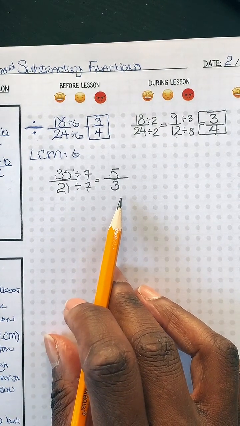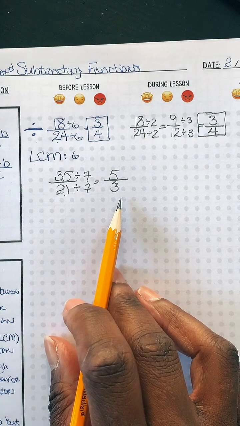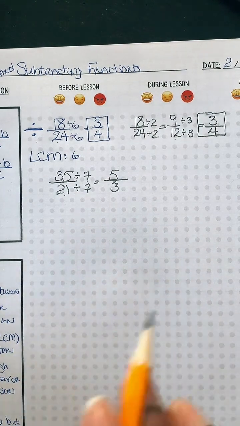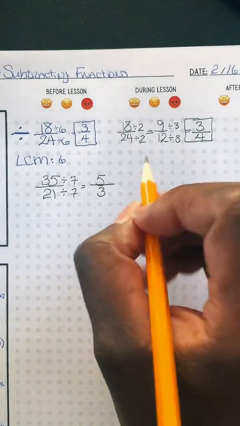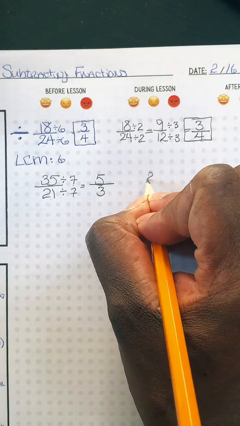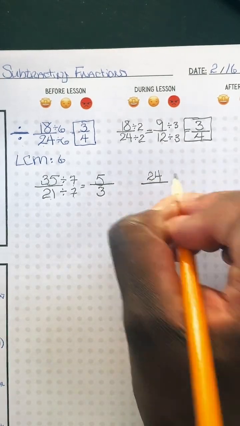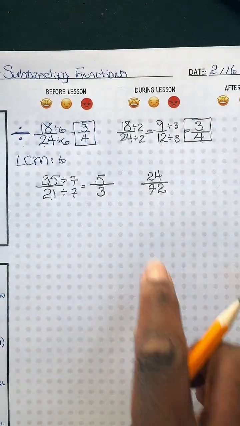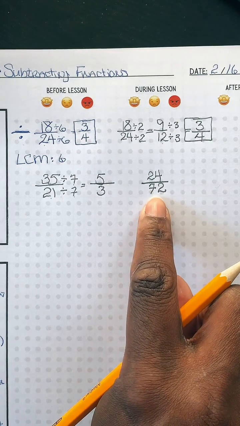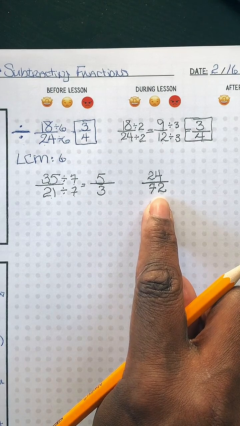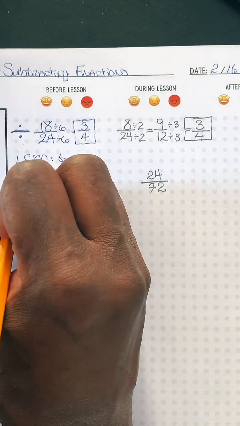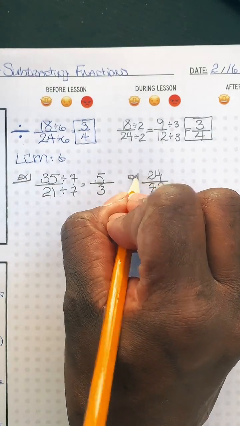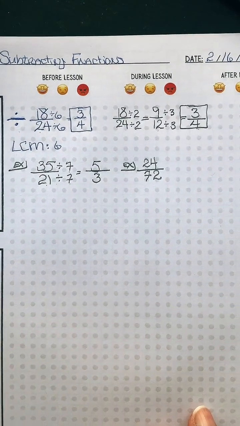All right, so let us do one more. And what I'm going to do is I'm going to let you reduce it. All right, and then we're going to check each other's answers. So I have 24/72. And yes, you can use a calculator if you need to. 24/72. What would that be reduced? Okay, I'm going to give you some time.